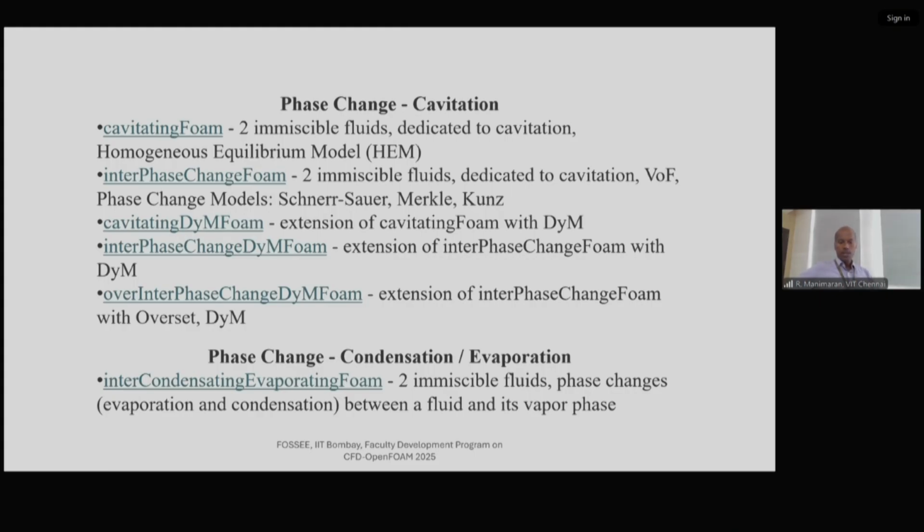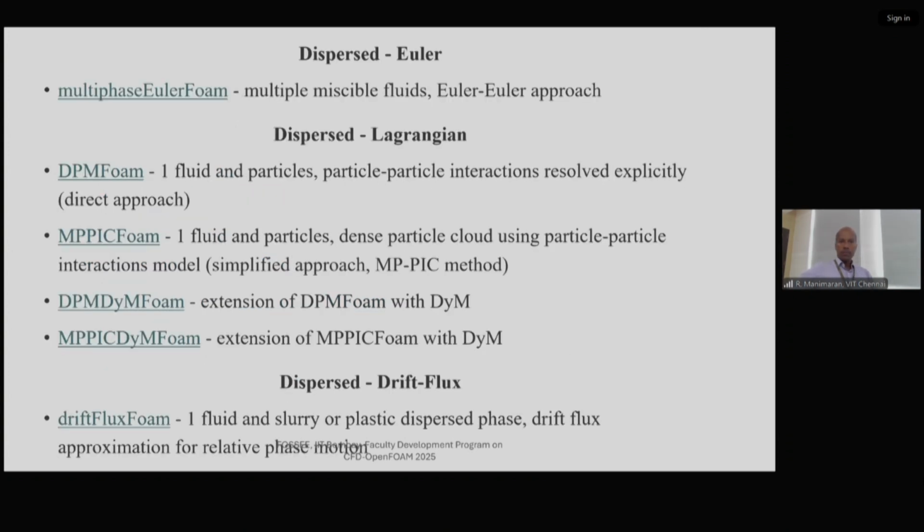For another general phase change application like condensation and evaporation, we have interCondensatingEvaporatingFoam. This is for two immiscible fluids. Phase changes during evaporation and condensation are taken care of between the fluid and its vapor phase. Next, we go to the dispersed phase modeling by the Euler approach, like multiphaseEulerFoam, which is for multiple fluids using the Euler approach.